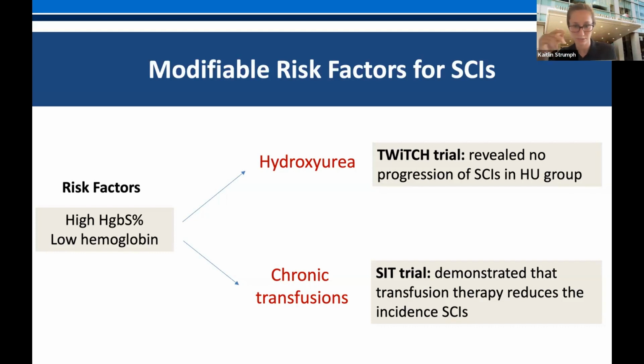And then patients who have a chronic transfusion. The SIT trial was a multi-centered randomized trial looking at whether chronic transfusions decrease the incidence or decrease the progression of silent infarcts. And again, it did demonstrate that transfusion therapy reduces the incidence of silent infarcts. However, the number needed to treat was 13 patients over a period of, I'm forgetting the exact number, I want to say more than 5 years. So the pros and cons of whether it is worth starting chronic transfusions for such a high number needed to treat is a decision that you can make with families. But oftentimes I would say we do not start chronic transfusions.